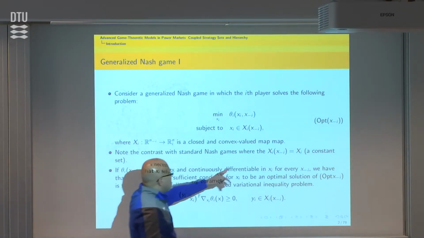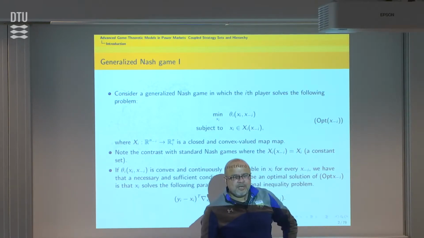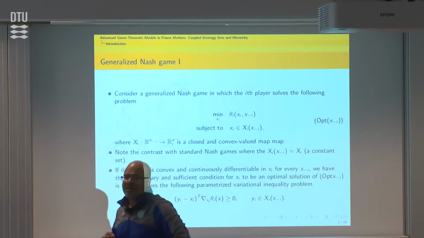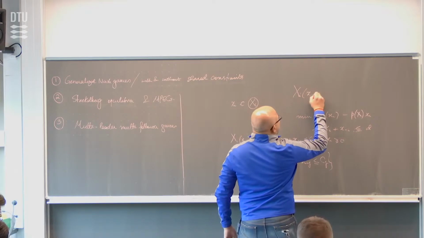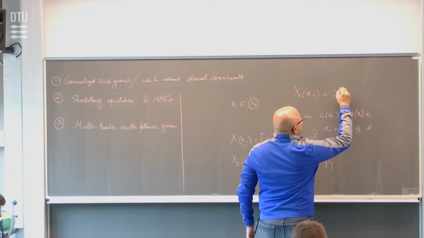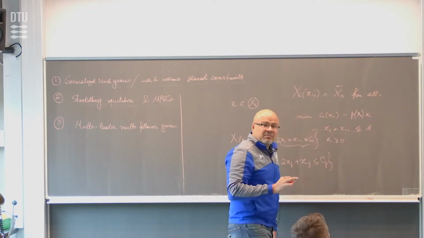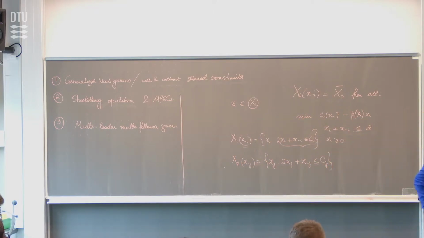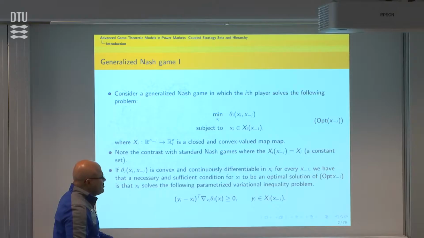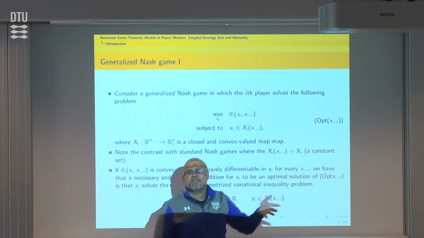Now, as opposed to in general, what happens? In general, you can represent the pure Nash game as a generalized Nash game by specifying Xi of x minus i to be just a set X bar i for all i. So then you have a pure Nash game, where you do not have shared constraints. Now, if you have convexity and continuous differentiability in xi for every x minus i, then given an x minus i, this problem is just a convex optimization problem.